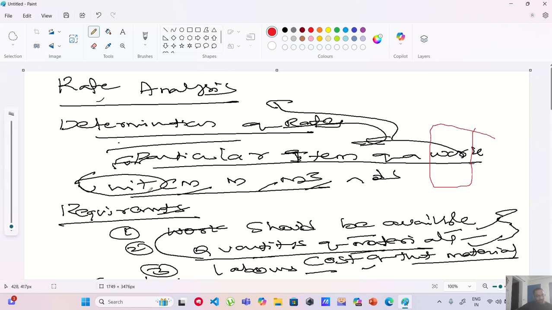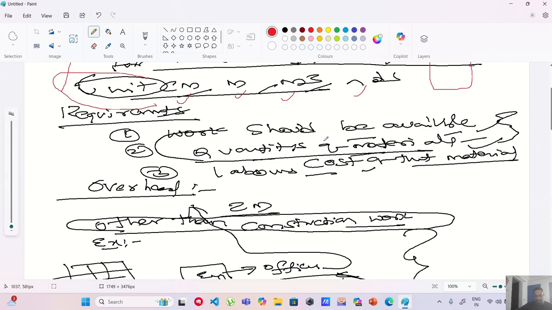The rate is expressed in a unit. That unit may be either centimeter, meter cube, centimeter cube, or numbers, running meters, whatever it may be. Determination of a rate per unit, that should be 1 meter cube, 1 centimeter, 1 number, per unit of a particular item of work. This is the rate analysis definition.